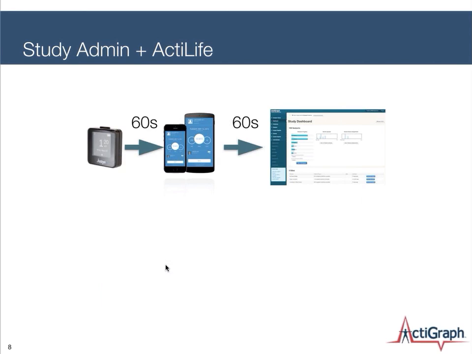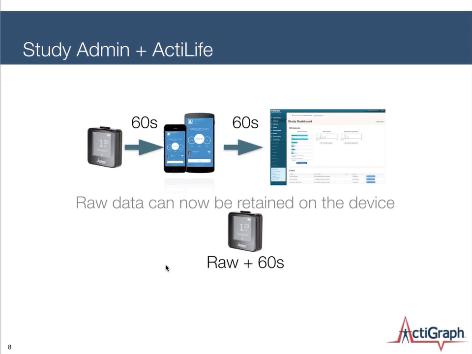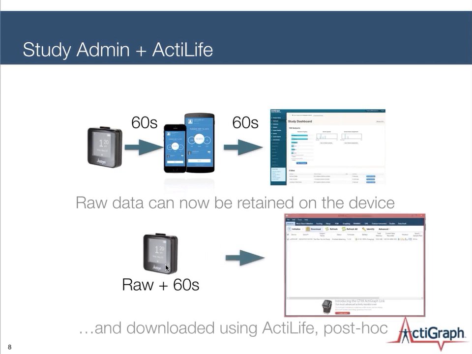So as I mentioned, the data that comes in from the device, whether it's coming through the mobile device into the study admin or directly into the study admin over USB, comes in as 60-second epoch data. But starting today, raw data can now be retained on the device. So the device itself can be configured to store raw as well as 60-second epoch data. And that data can be downloaded using ActiLife post hoc.